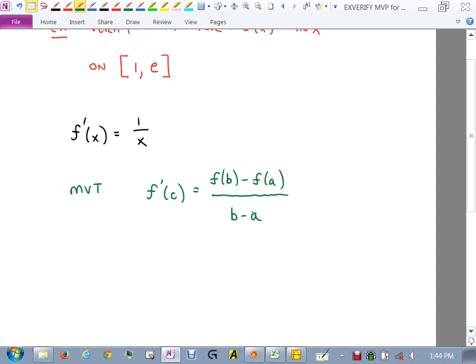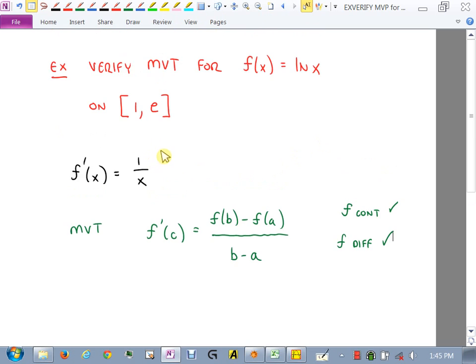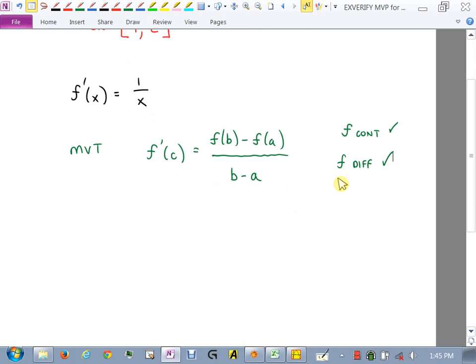All right. Let's check the conditions for the mean value theorem. I'll do it on the side. Is f continuous on this interval? Yes. Is f differentiable on this interval? Yes, because what's the derivative? 1 over x. The only thing that screws that up is 0, right? 0 will screw up the derivative, but 0 is not in our interval. So our function is differentiable. So that's it. This should work.